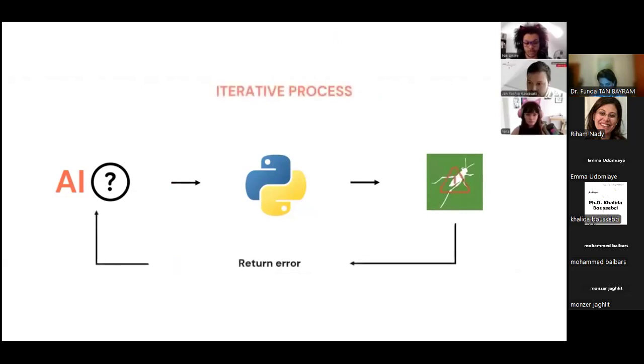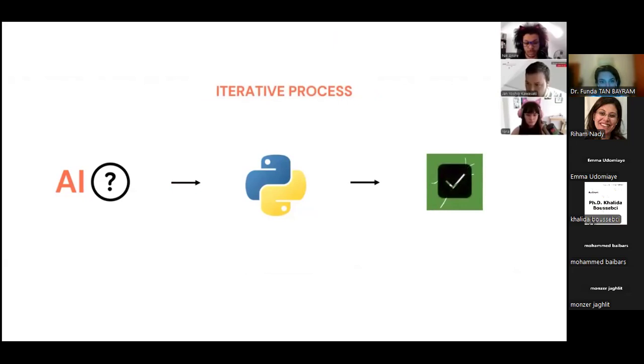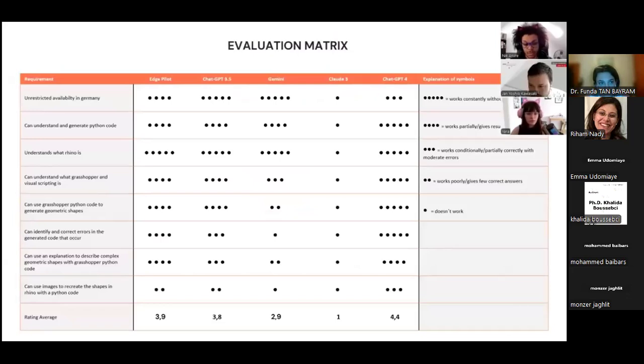If the code is faulty or does not achieve the desired result, we can return the error message to the AI and it can improve the code based on this. We can repeat this iterative process until the desired result is achieved. We've developed an evaluation matrix to evaluate the various AI models. The requirements are divided into the following points.